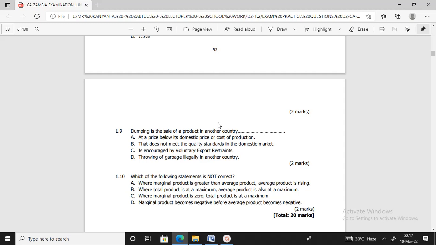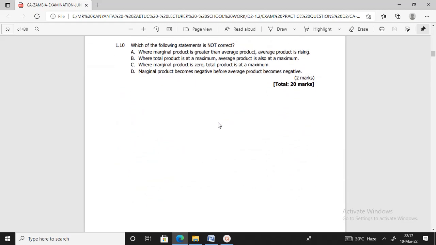Where total product is at maximum, average product is also at maximum. No, that's not true. Total product and average product do not move at the same pace. So that's not correct. And that's, of course, the correct answer, because the question is looking for a statement that is not correct. And B statement is not correct. So that's the correct option for this one.